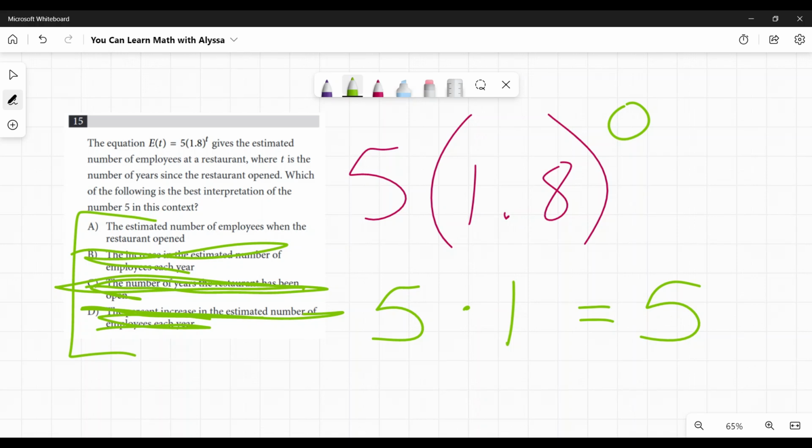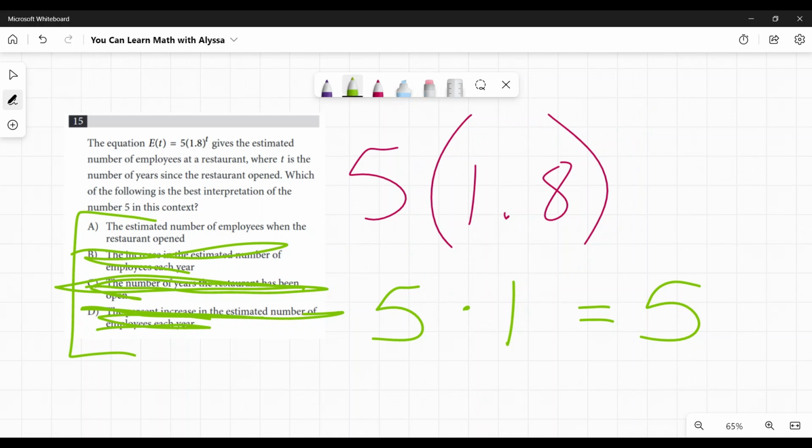Of course it's A, because we just said we started with 5 when it opened, and there we go. The estimated number when it started was 5. So yes, given what we're seeing here, 5 is the estimated number of employees when the restaurant opened, and it would be increasing 1.8 times every year.